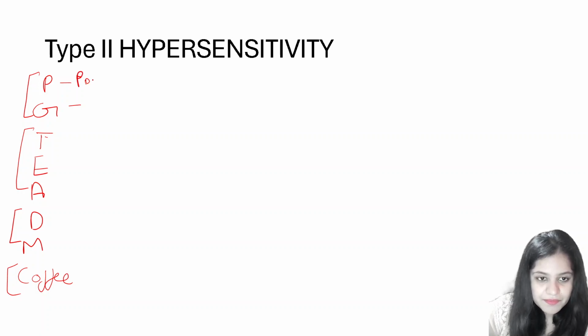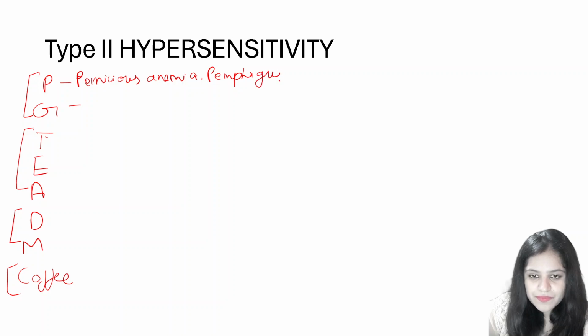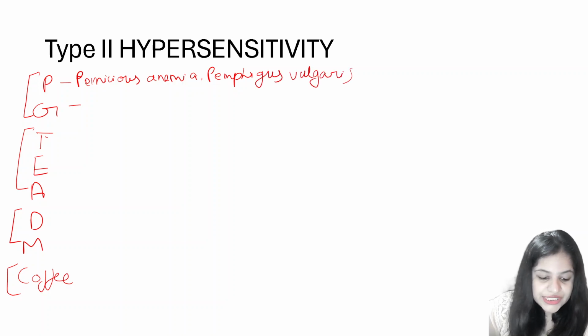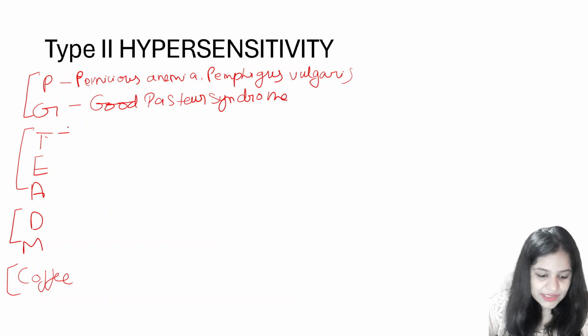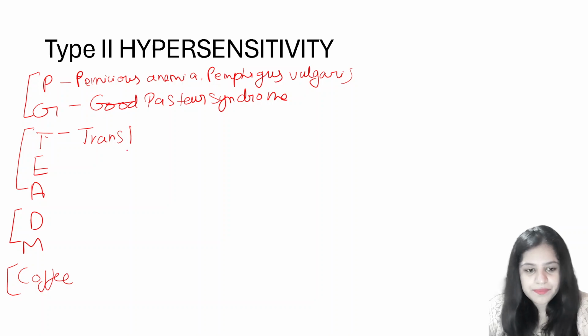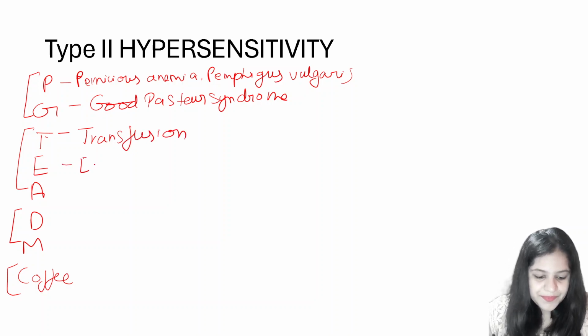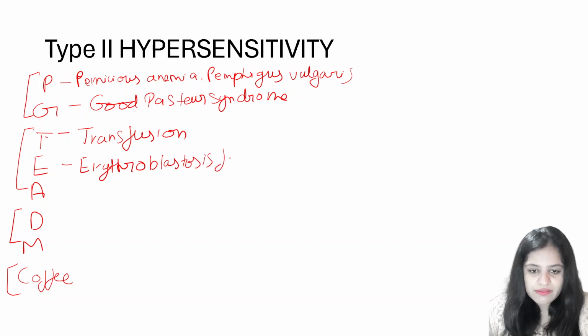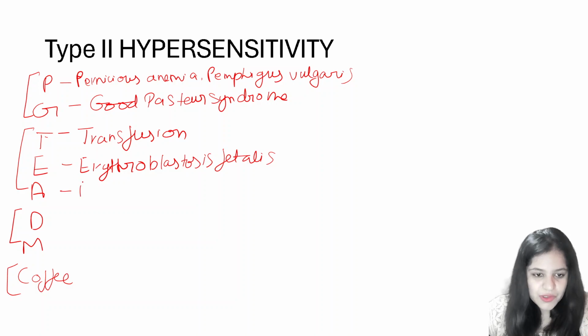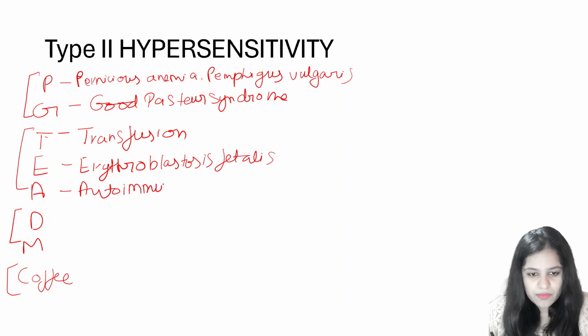pernicious anemia or pemphigus vulgaris. G stands for Goodpasture syndrome. T stands for transfusion reaction. E stands for erythroblastosis fetalis. A stands for autoimmune hemolytic anemia.